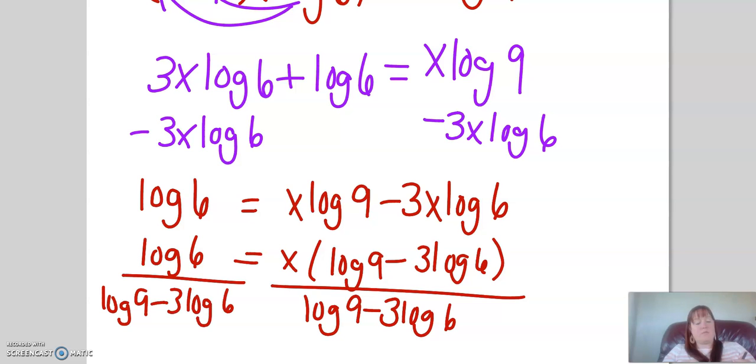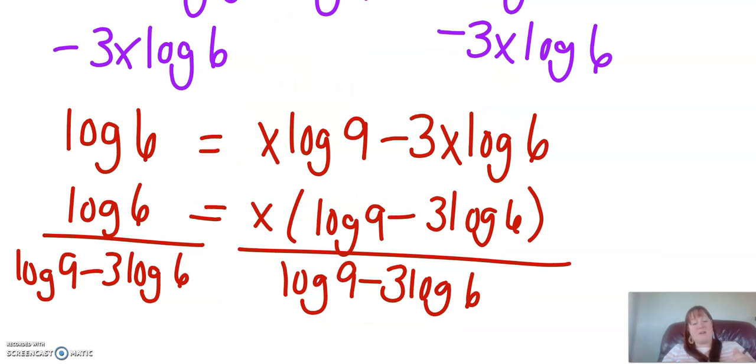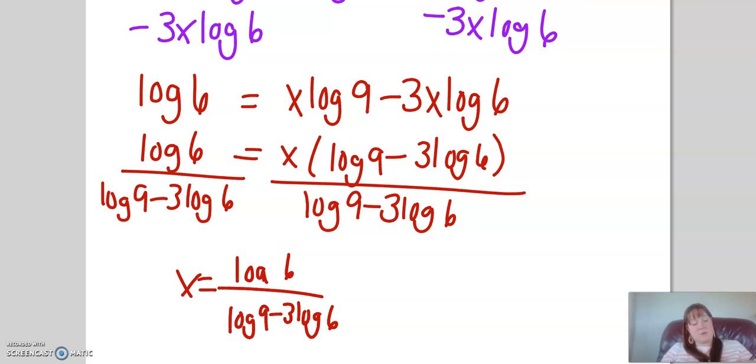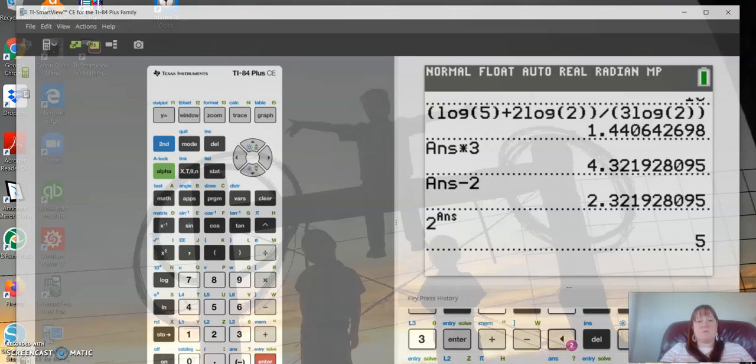Okay. All right, so my final answer is that x equals log 6 over log 9 minus 3 log 6. And now let's get this into a calculator. So again, we're going to make sure we have parentheses around the top and parentheses around the bottom so that it does all of this first. Otherwise, what it'll do is it'll take this and divide it by this before it subtracts. Okay, so we got to make sure we have parentheses around top and bottom.